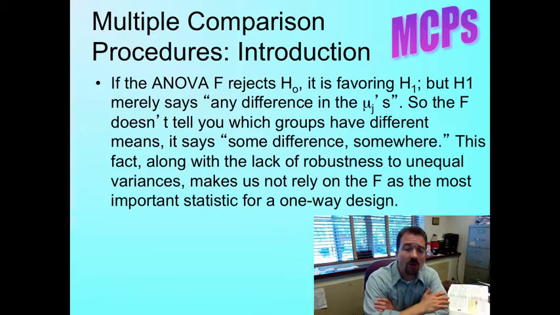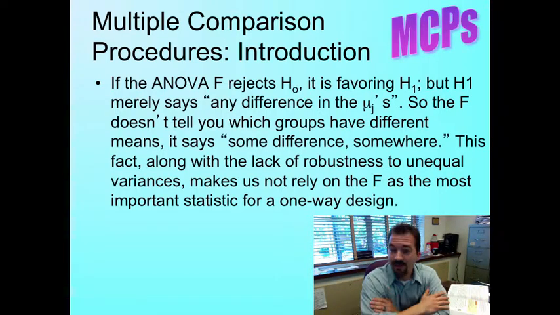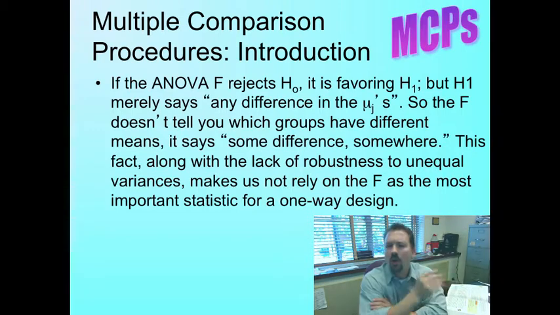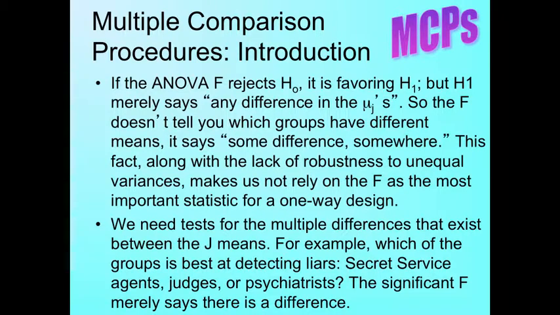It's where you have to start, to get what's called the omnibus F, or the across all groups F value. It's a starting point. It tells you, is there a difference anywhere? Okay, great. Now what's the next step? Well, we need tests for the multiple differences that exist between the J means.